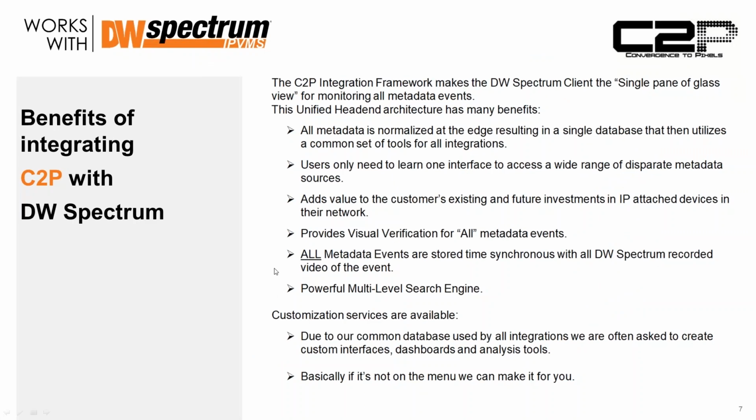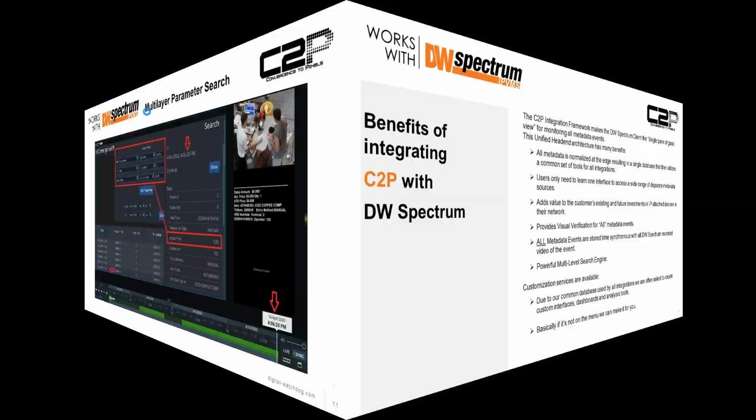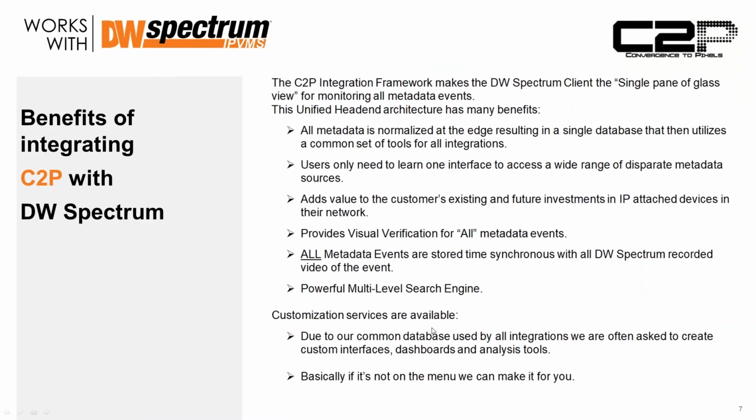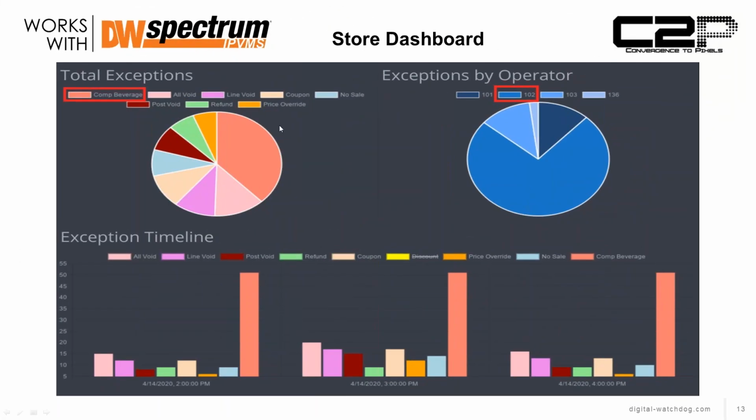And then the multi-layer search engine, and that's fairly obvious, and it's available for every integration. So whatever fields we have available, we can make them available to you for your multi-layer search. And you can make it as complicated as you like. You get a list, you get the results. And then customization is available. Due to our common database, we're always asked for this. And so given the right business case, any of this stuff can happen.